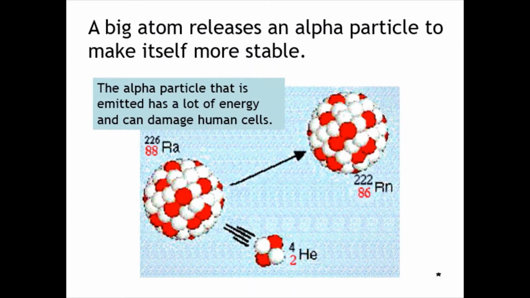Sometimes larger atoms release alpha particles to become more stable. That's what the radioactive sources are. Alpha particles can do a lot of damage to human cells, but they need to get there. They would not go through the skin of your body, but if you ate or breathed in alpha particles, then they're right next to your cells and they can harm them and cause cancers, and people have died because they've eaten some radioactive materials that emit alpha radiation.